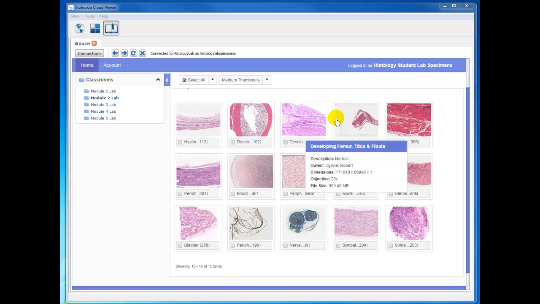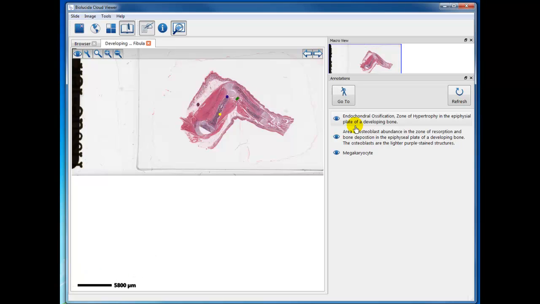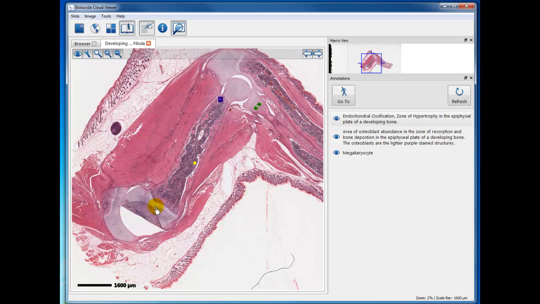This is another specimen in which you can study developing bone. Just looking at an overview of this, this is the femur that is articulating with the tibia and the fibula of the leg. And this is a developing human being.